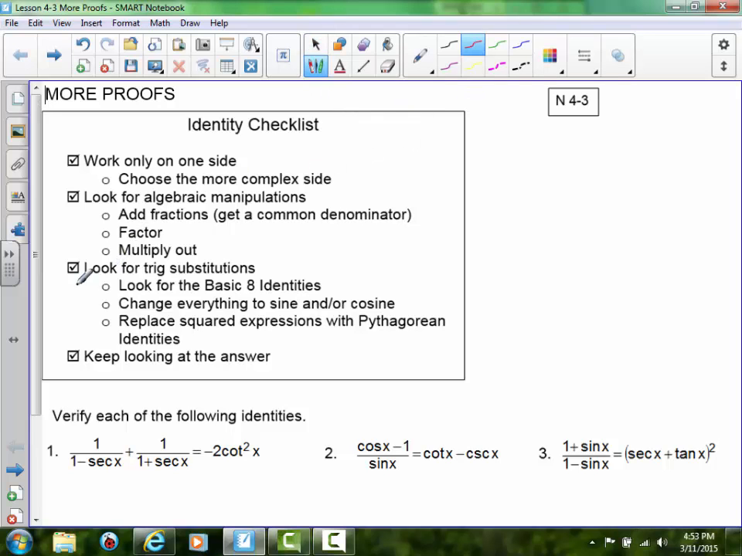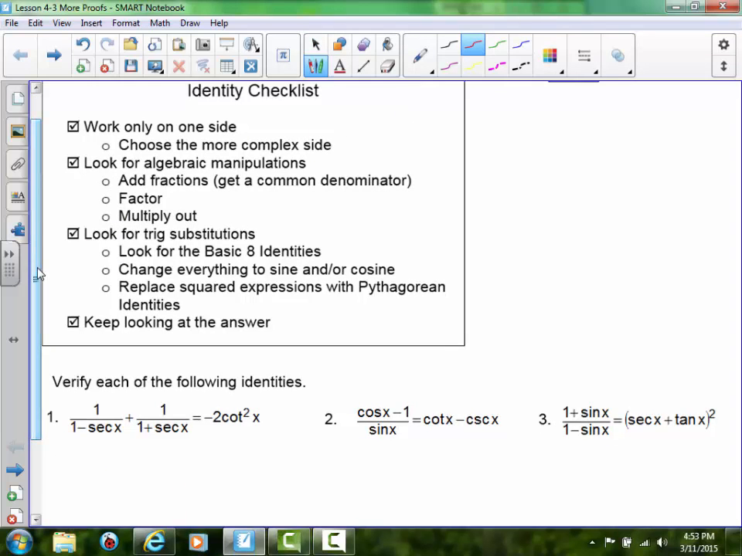Okay. So we're going to look at this first example. Now, it says work only on one side. Choose the more complex side. So when you look at these, you're going to have to decide which one's more complex. Okay, so just in looking at these, I'm going to kind of do these all at once. To me, this side is more complex because it's got fractions and the subtraction and addition, whereas this is just one term, so it seems less complex. So I'm going to say this is more complex.